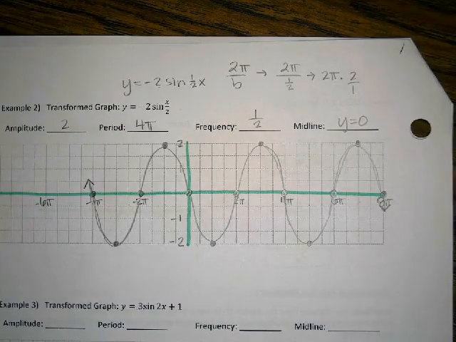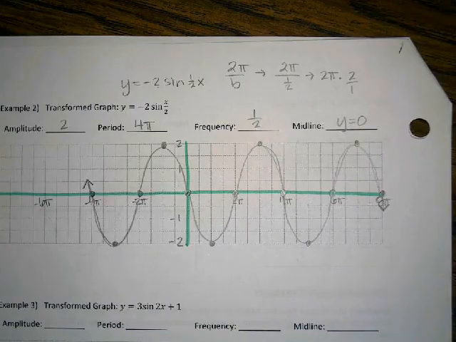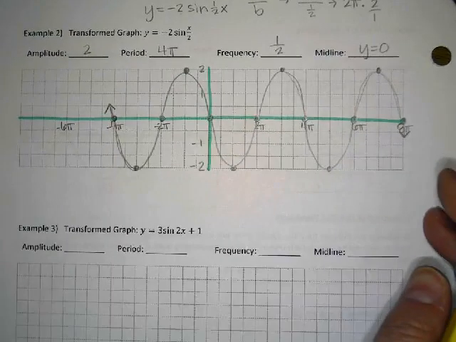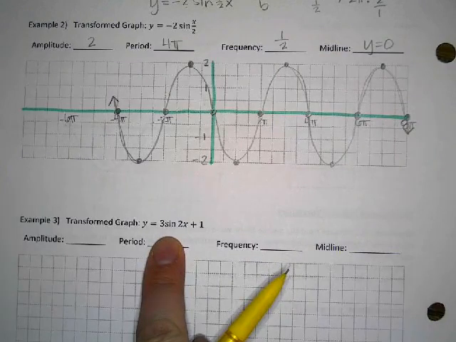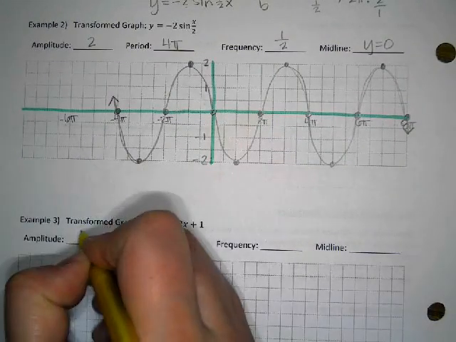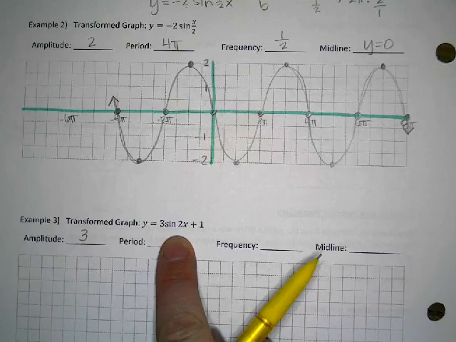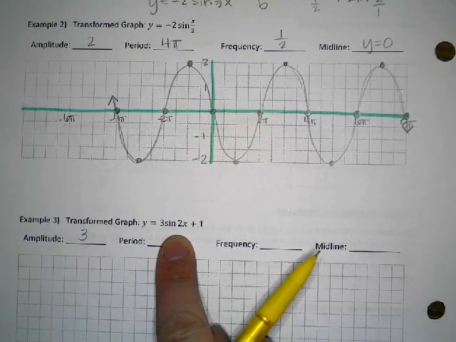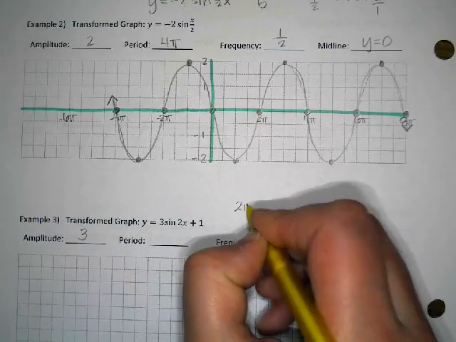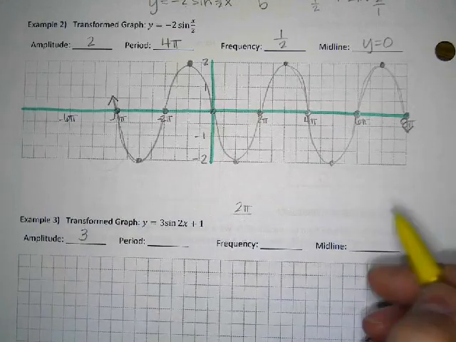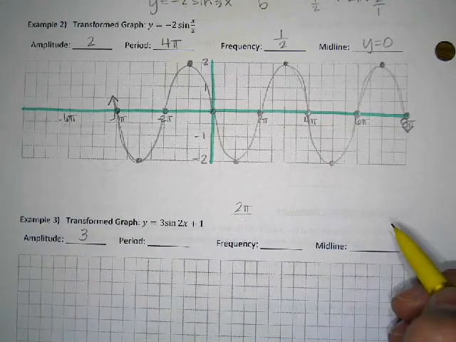All right, how do we feel about these? Feeling okay? All right, this one, what is the amplitude? 3. Okay, how do we find the period of this graph? 2 pi divided by the b value, and then what's the b value? 2, the b value is 2. 2 pi divided by 2 is pi, okay? So the period of this graph is going to be pi.